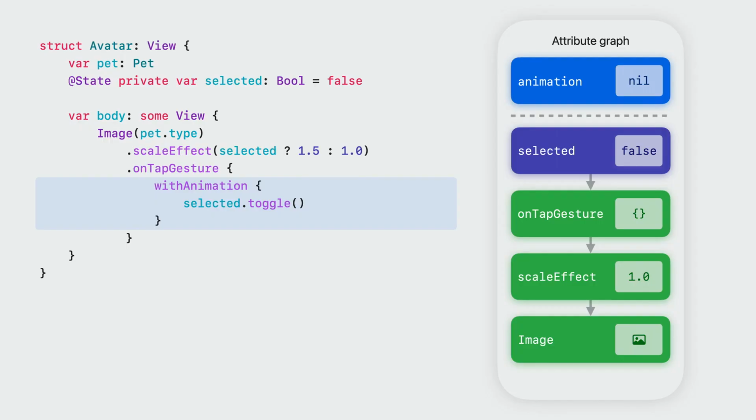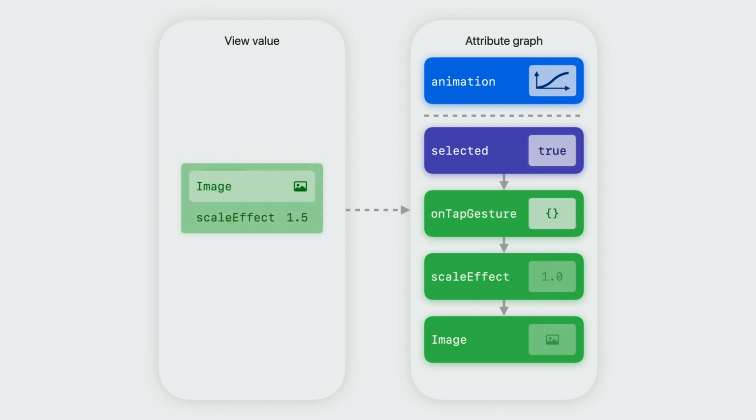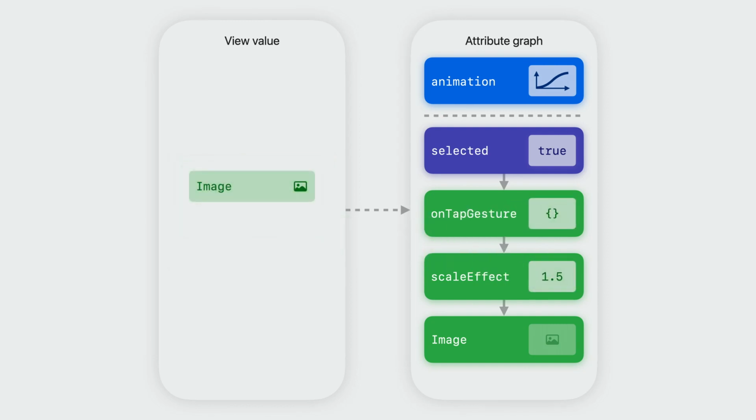Now, I'll add an animation. If I wrap with animation around my state change, when the tap gesture closure fires, the animation is set for the transaction. Then selected is toggled, and the downstream attributes are invalidated. As before, body is called to provide new attribute values. And here's where it gets interesting.